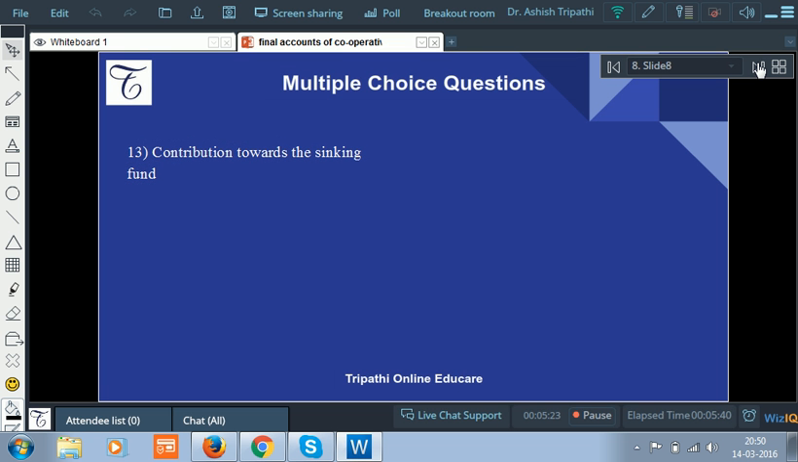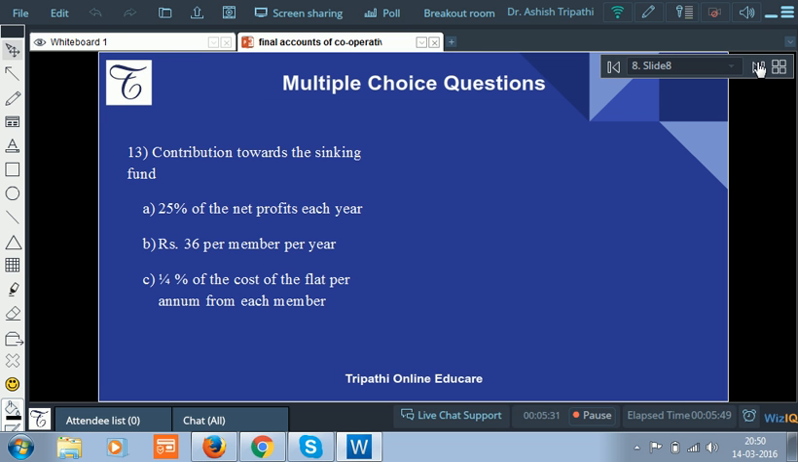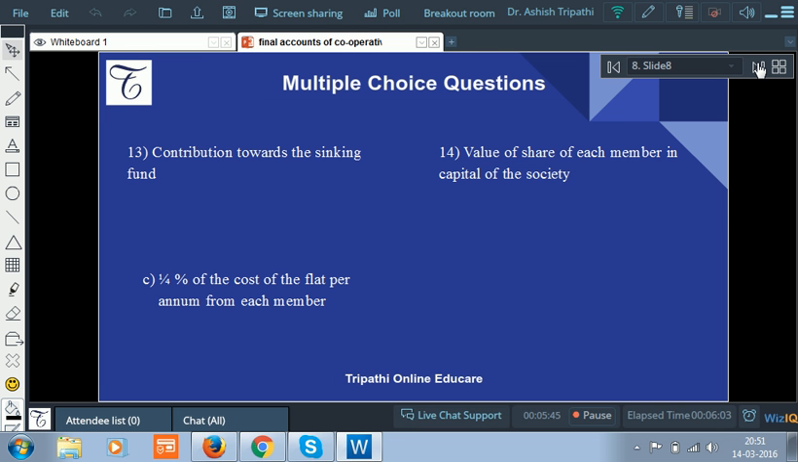Thirteenth, contribution towards the sinking fund: A. 25% of the net profit each year, B. Rupees 36 per member per year, C. 1/4% of the cost of the flat per annum from each member, D. Rupee 1 per member. And the correct answer is C, 1/4% of the cost of the flat per annum from each member.